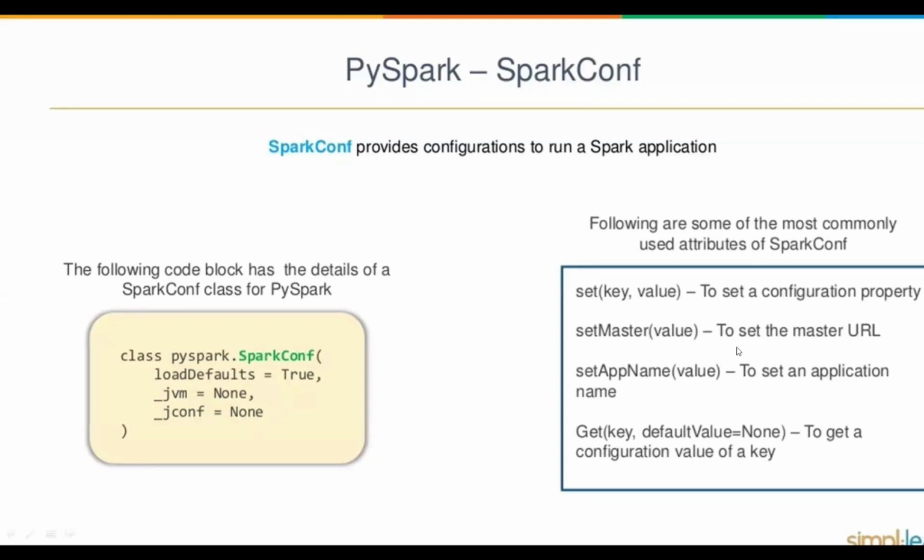You can set the master value, to set the master URL. You can set the app name, to set an application name. You can get a key with a default, to get the configuration value of a key. So some of the most common ones are for setting and configuring any specific thing. That is how you can define Spark using Spark config.